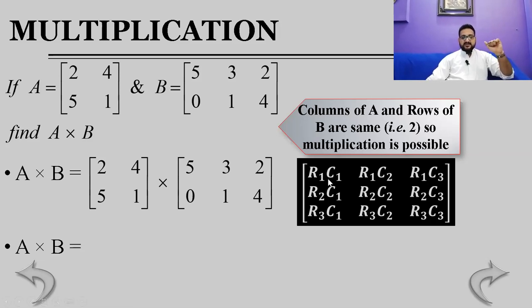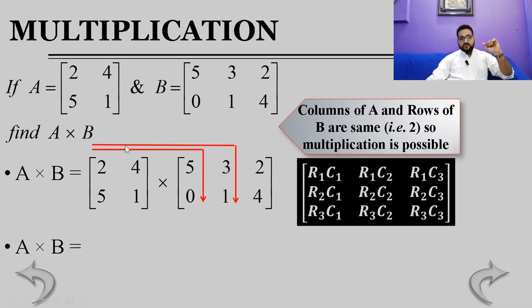R1 multiplied by C1. This is the first position in here. Where is the R1? This is the R1. And where is the C1? This is the C1. So R1 multiplied by C1 is here. First value multiplied to the 5, second value multiplied to the 0. So R1 C1. Now what's the next value?